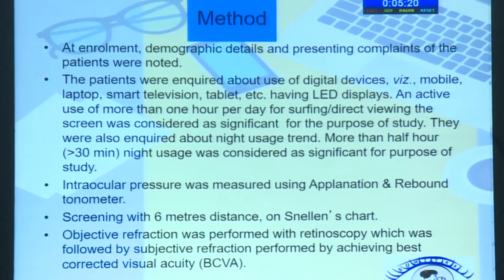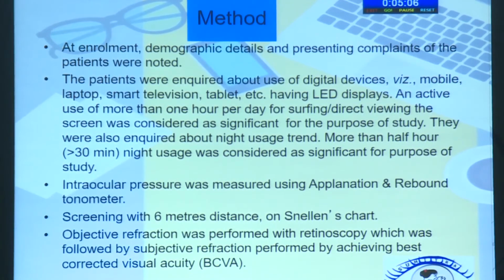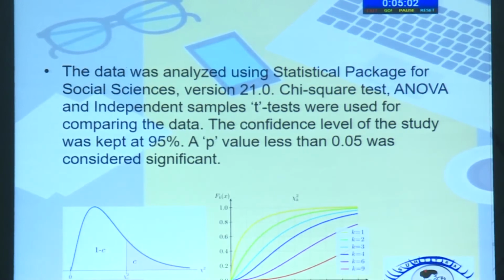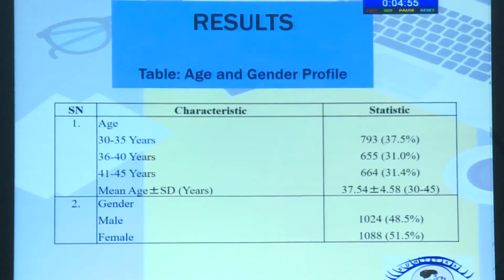At enrollment, the demographic details and the presenting complaints of the patients were noted. The patients were inquired about the use of devices, and night time use was also considered. The intraocular pressure was measured using applanation and rebound tonometer. The screening was done at a 6-meter distance on a Snellen chart. The data was analyzed using the Statistical Package for the Social Sciences, with a chi-square test, and these were the results.